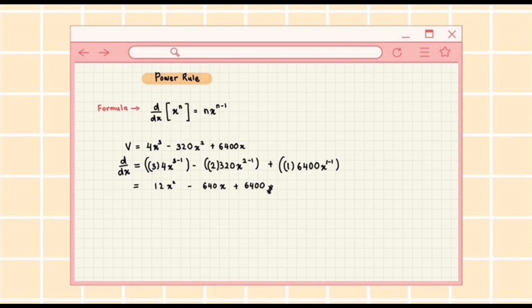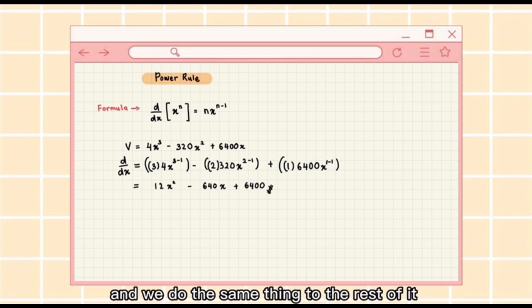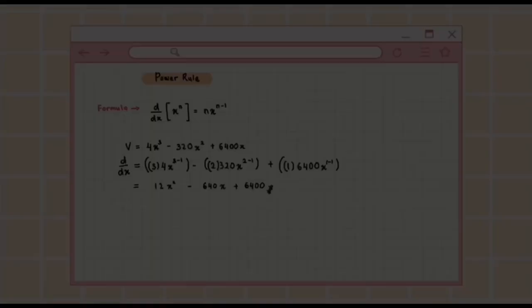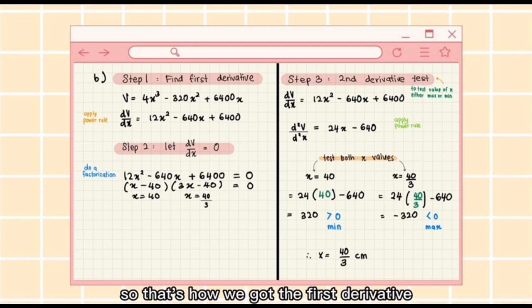3 multiply with 4x to the power of 3 minus 1, and we do the same thing to the rest of it, and we will get 12x squared minus 640x plus 6,400. So that's how we got the first derivative.